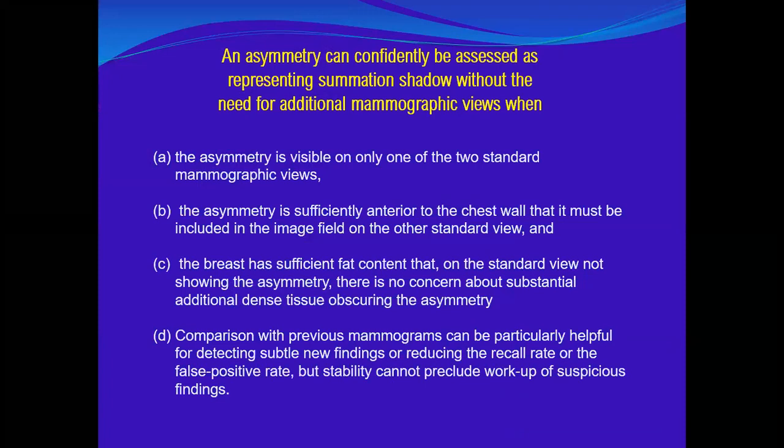In this situation, you might confidently say this is BIRADS 1 or BIRADS 2, if seen in one view but the other view is completely fatty, or there is no substantial fibroglandular tissue that might obscure that asymmetry, and the asymmetry is in the mid or anterior breast, not in the posterior breast, so not expected to be outside or cut off on that view. And if we have previous, we might use it to compare with.